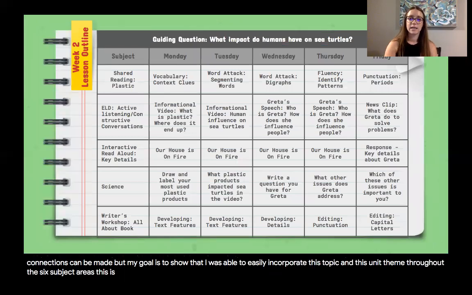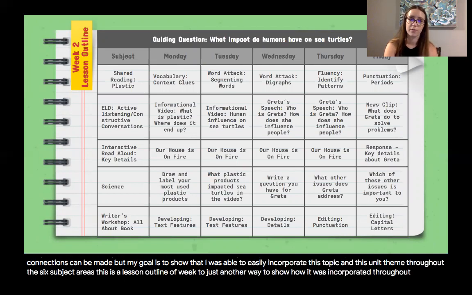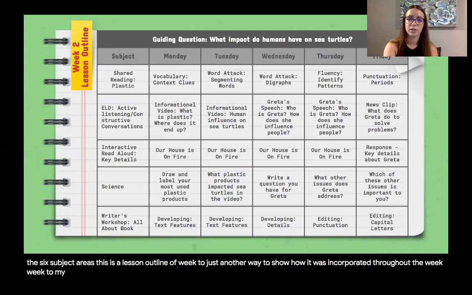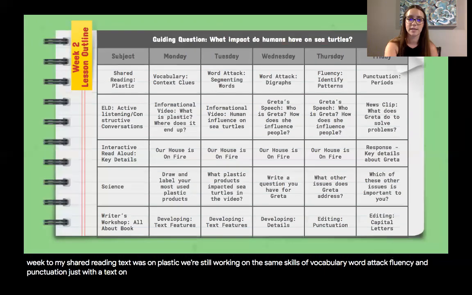This is a lesson outline of week 2, just another way to show how it was incorporated throughout the week. Week 2, my shared reading text was on plastic. We're still working on the same skills of vocabulary, word attack, fluency, and punctuation, just with a text on plastic.